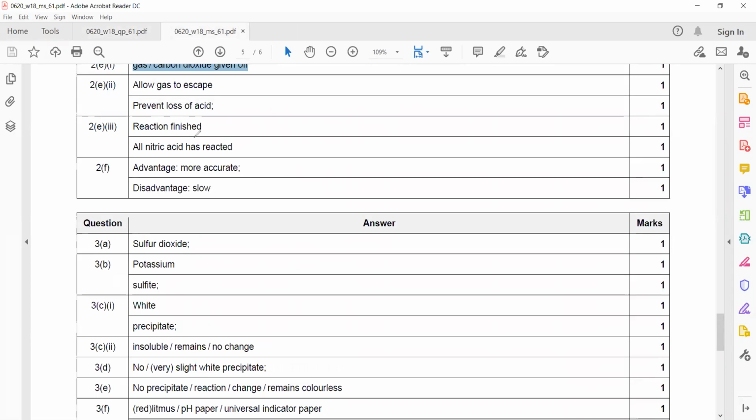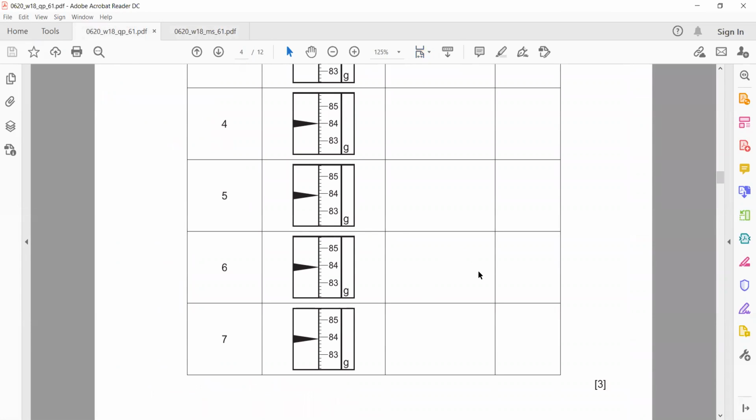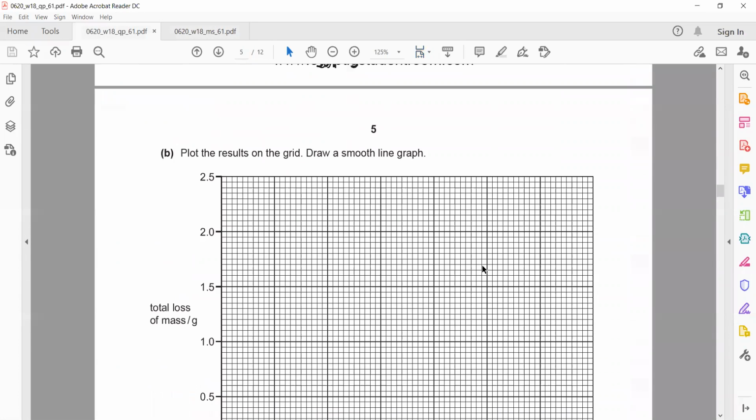So reaction finished gets one mark, and all nitric acid has reacted. If you mention both reactants, then you will not get the second mark. So when you're reading a question, you should know which of the reactants is in excess and which one is limiting.